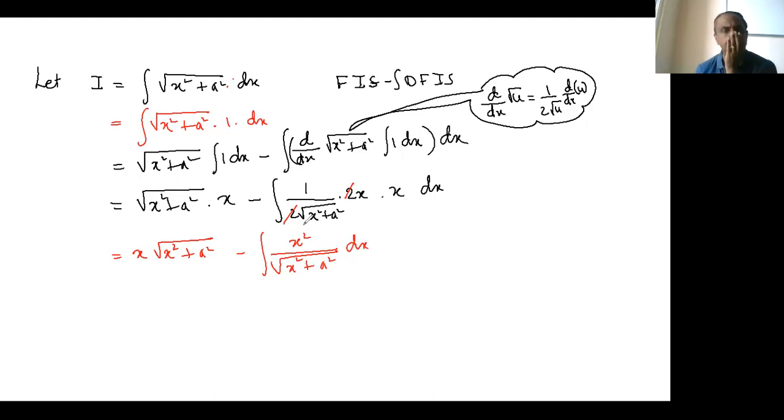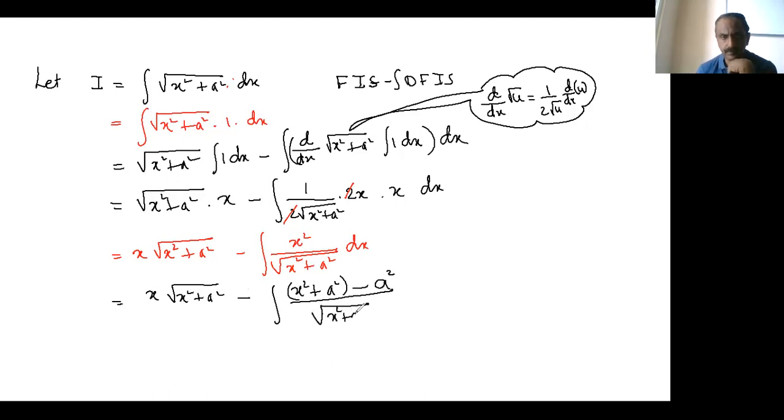Now what should I do? The denominator is x square plus a square. So after this, I will add an a square and subtract an a square. This is an important step. Add one a square, subtract an a square. Why? So that a cancellation is possible with the denominator. This step is a very important step.